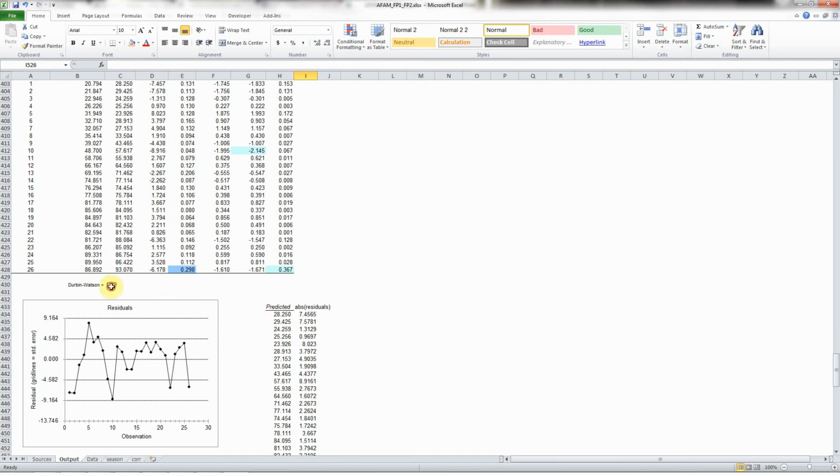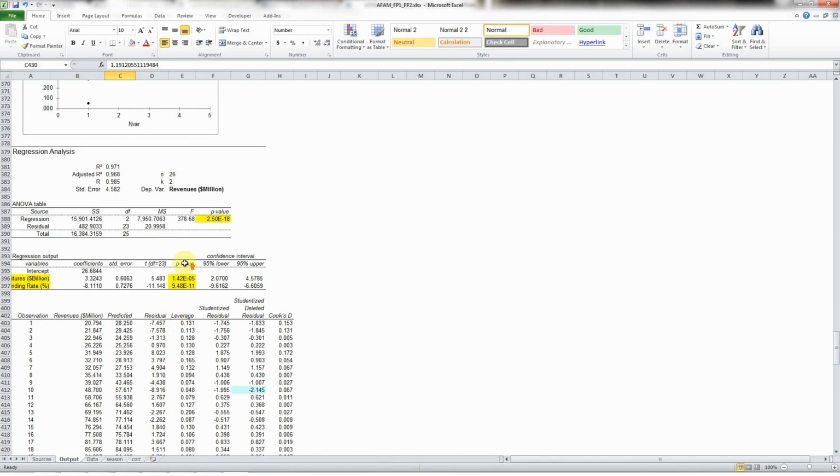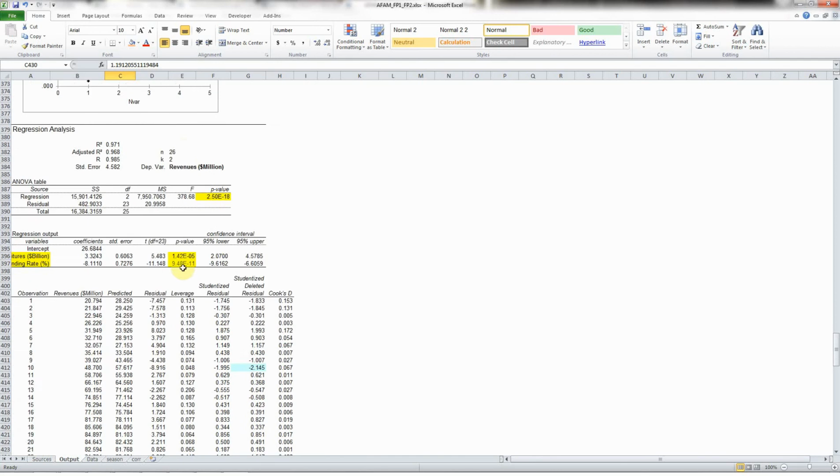The only thing that's bad is the assumption of independence of errors, and we do have time series data, so we have a low Durbin-Watson. This is something we're going to have to deal with. So everything looks really good except for that. What do I do with it? Well, how do I fix this? So this model looks very, very good except for my Durbin-Watson.